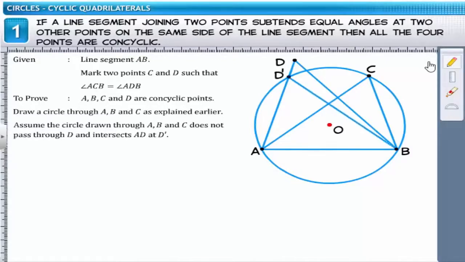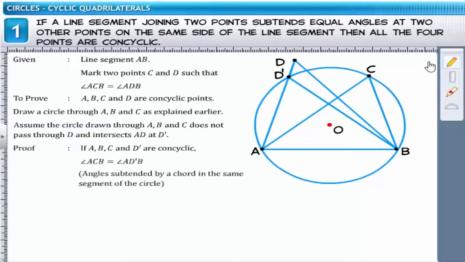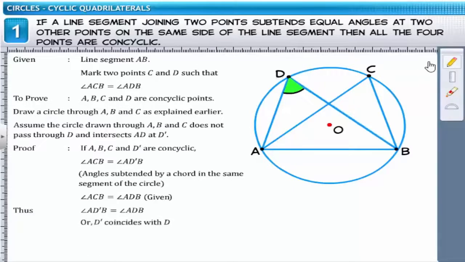If the circle through A, B and C passes through D', then angle ACB is equal to angle AD'B. This is because the angles subtended by a chord in the same segment of the circle are equal. But it is given that angle ACB is equal to angle ADB. Thus, angle AD'B is equal to angle ADB. This is possible only if D' coincides with D. What does this mean? This means that A, B, C and D are concyclic points. Thus the theorem is proved.